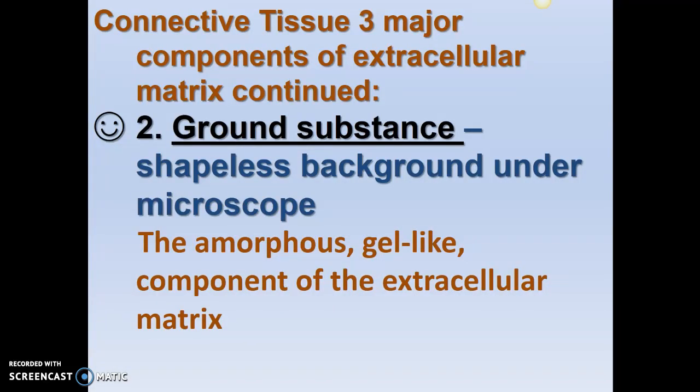Another thing is you have what's called ground substance. They call it ground substance because it's basically a shapeless background under a microscope. It has no form or shape really.